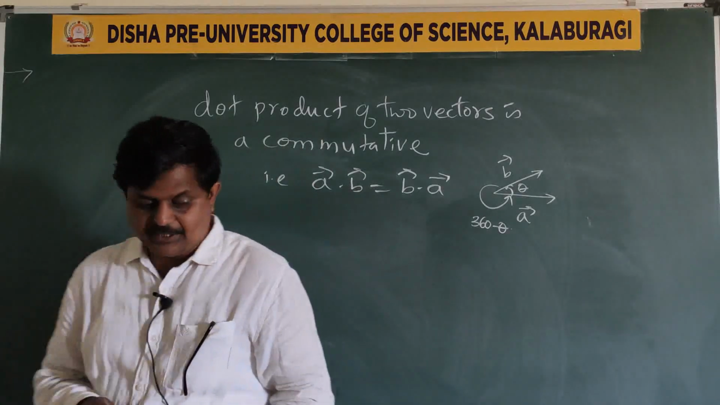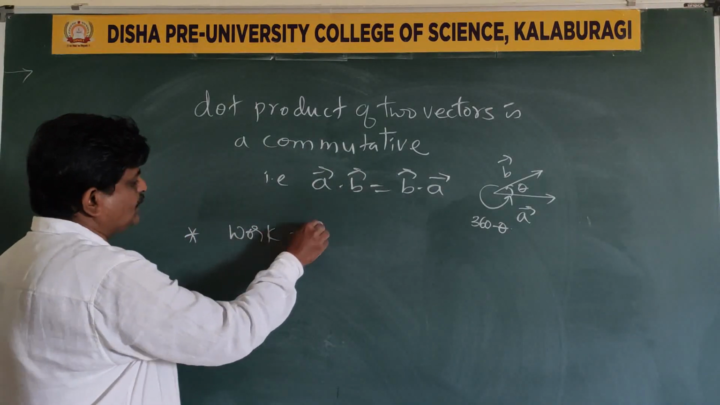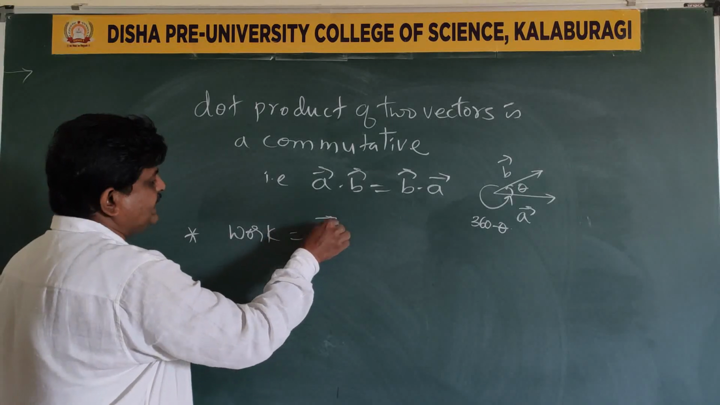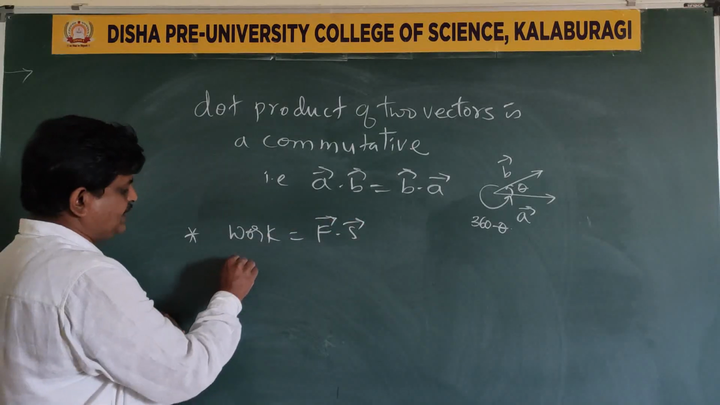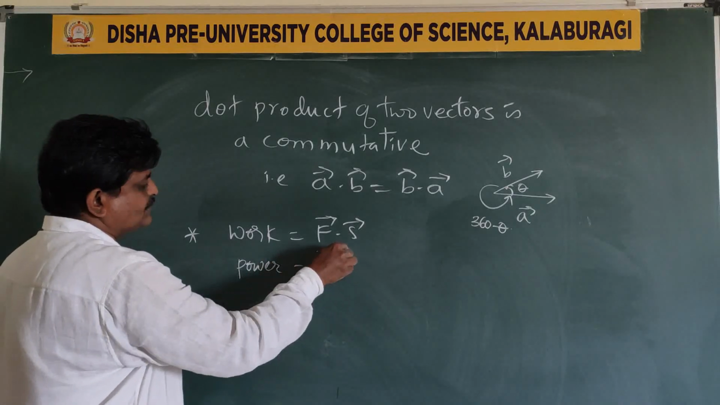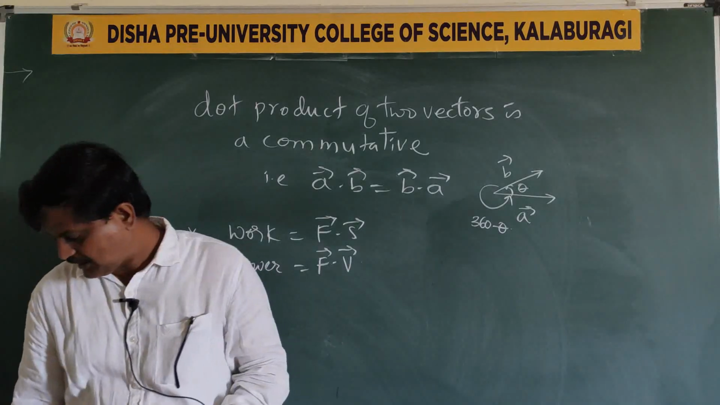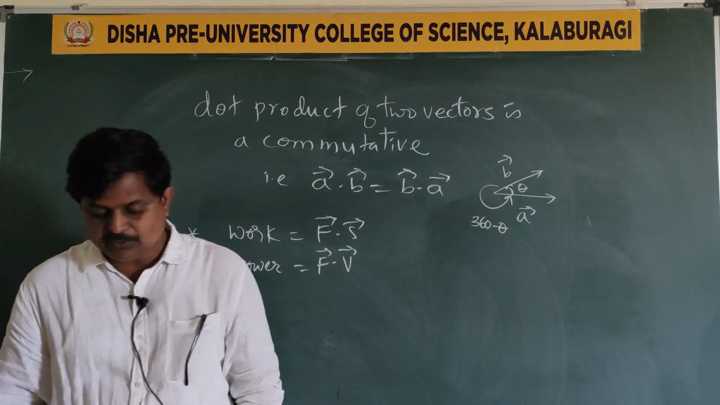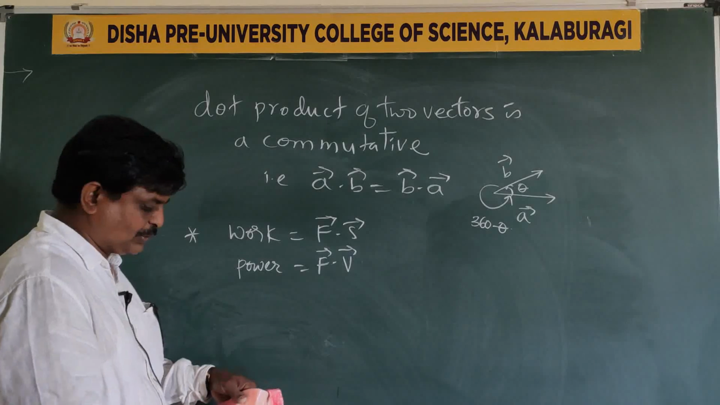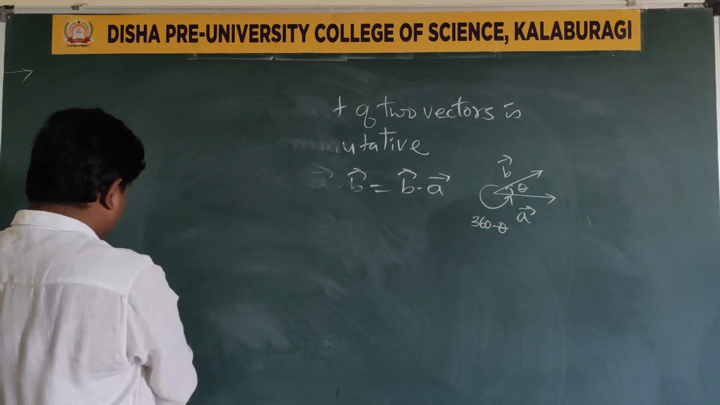See, example. You can define work as what? Dot product of force and displacement. You can define power as what, please? Dot product of force and velocity. Okay. This is how you can recall what is known as the dot product. Now we move on to one more product.